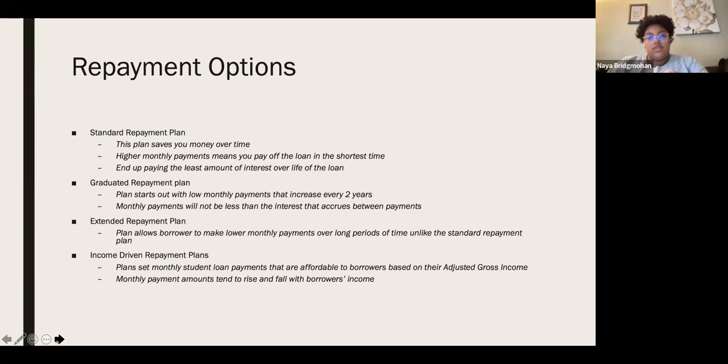The third plan is extended repayment plan, and this allows a borrower to make lower monthly payments over long periods of time, unlike the standard repayment plan. So you'll end up paying this loan off longer because your payments are lower. And the last one is income-driven repayment plans. This plan is set according to the student's income. So it's more affordable because it's based off your adjusted gross income. And this tends to rise and fall with the borrower's income because sometimes your income could be higher one year and then lower the other year, but you have to maintain that eligibility the whole time with this plan.